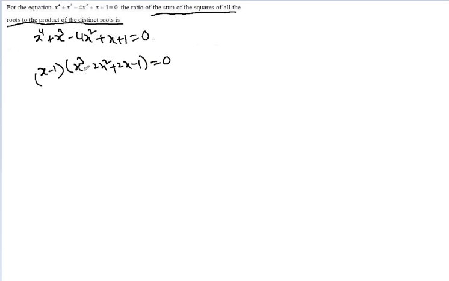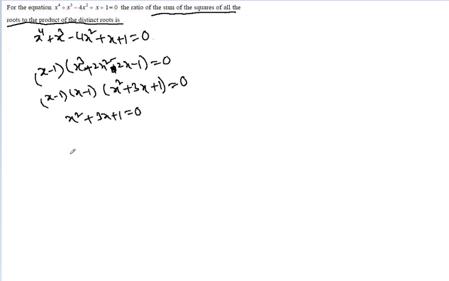That is x cube plus 2x square minus 2x minus 1 is equal to 0. Again substituting x is equal to 1, x is equal to 1 is another root of the given equation. That is (x minus 1)(x square plus 3x plus 1) is equal to 0. Now we find the roots of x square plus 3x plus 1 is equal to 0.